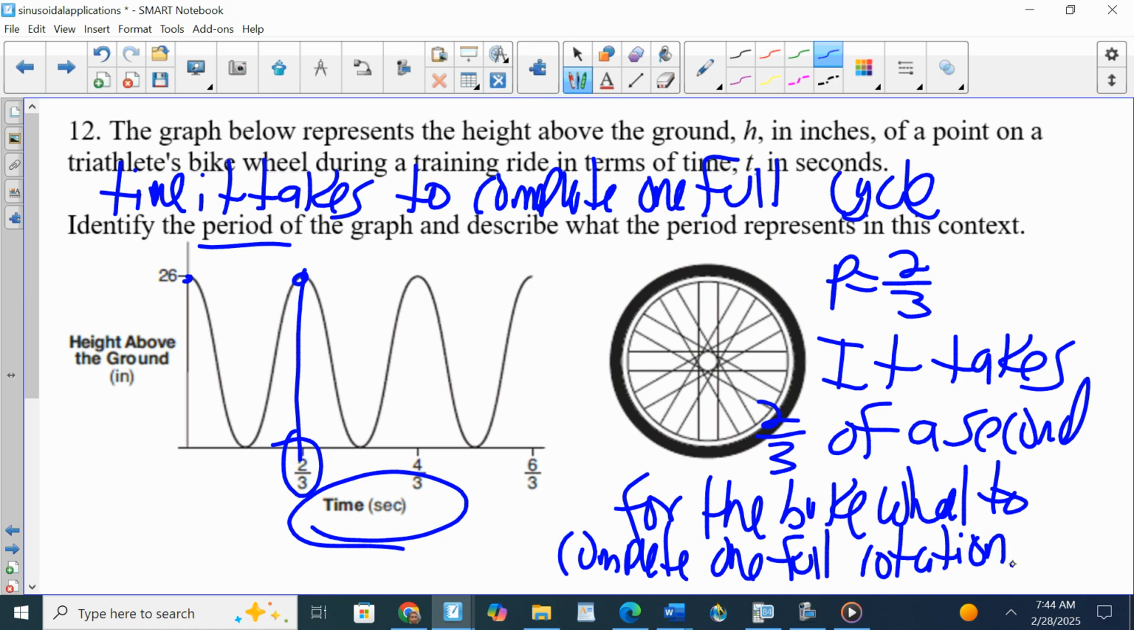Each question will have different contexts. You really need to be able to identify the period. That's very important. It's where the first full cycle ends, the time it takes to complete one full cycle.